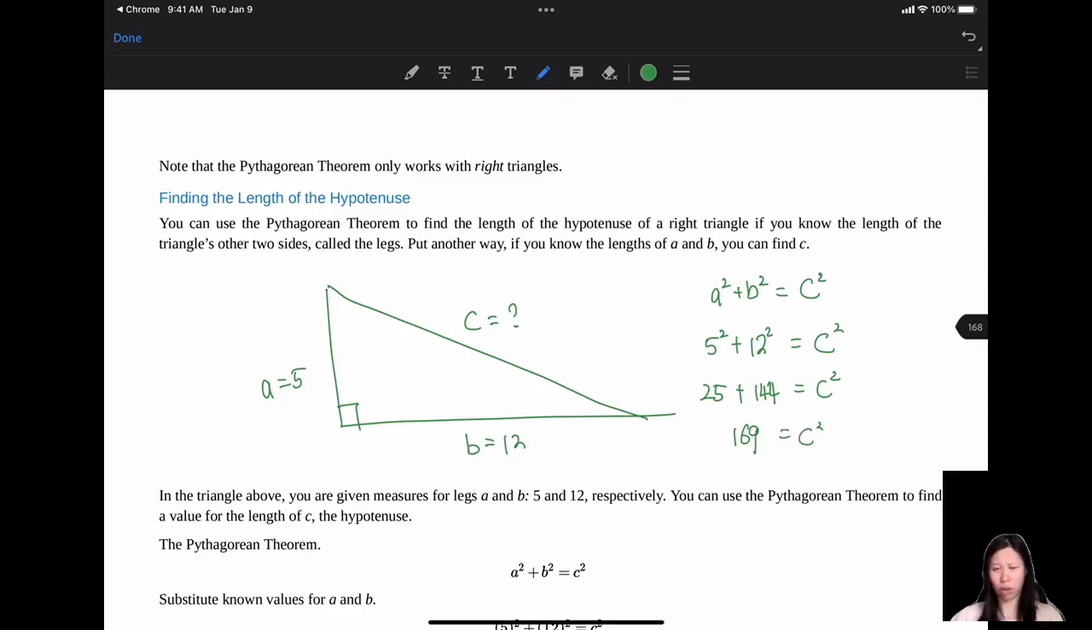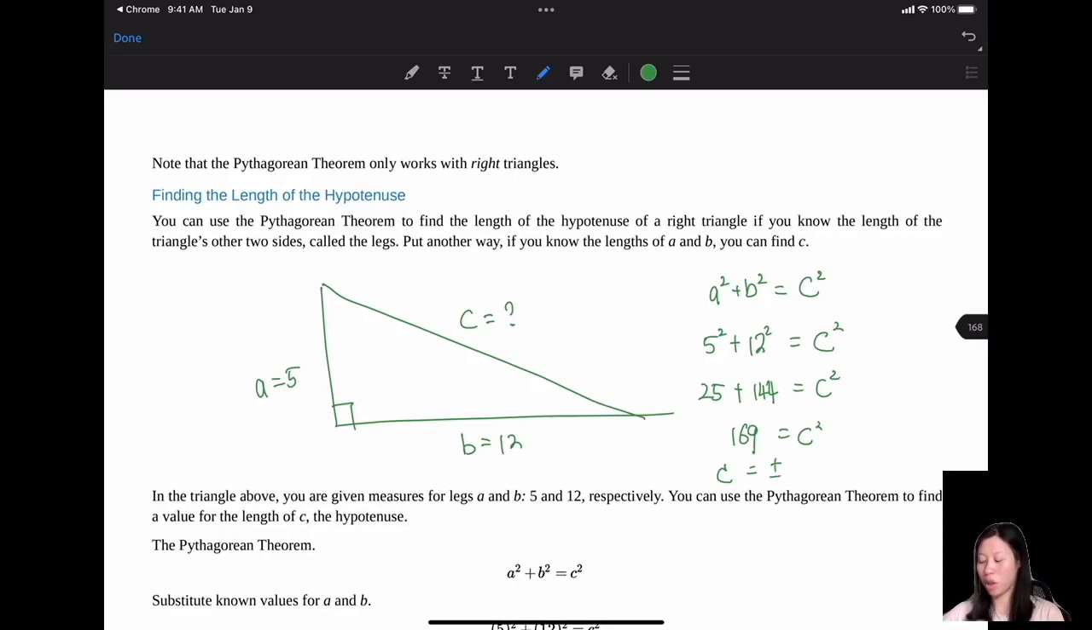And then we take the square root. So C is equal to, when you take the square root, you will have two answers, positive or negative. Square root of 169 is positive or negative 13. However, when we talk about length, we drop the negative number because you can't have negative lengths, right? You only have positive length. So that means C is equal to 13. We drop the other answer.